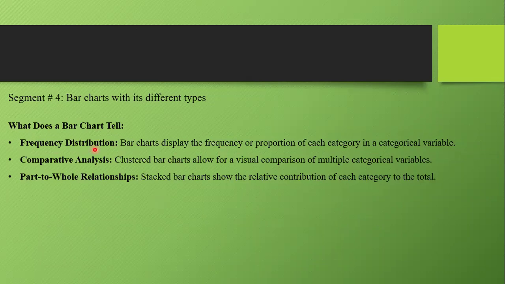Frequency distribution: it lets us know the frequency or proportion of each category in a categorical variable. It provides us a comparative analysis. If we create cluster bar charts, they allow us to compare multiple categorical variables. If we would like to know the part-to-whole relationship, we need to create a stack bar chart to show the relative contribution of each category of the variable.